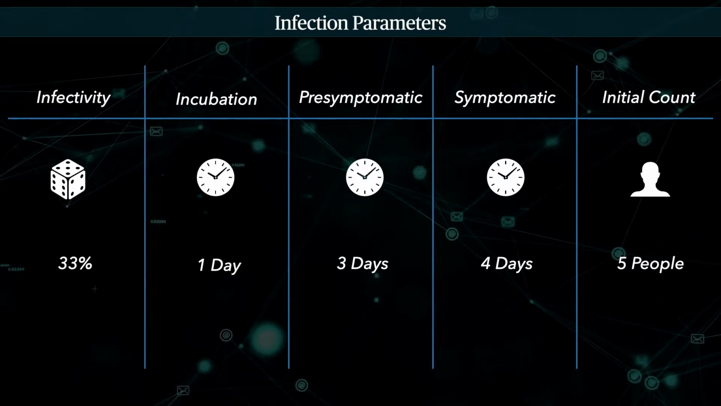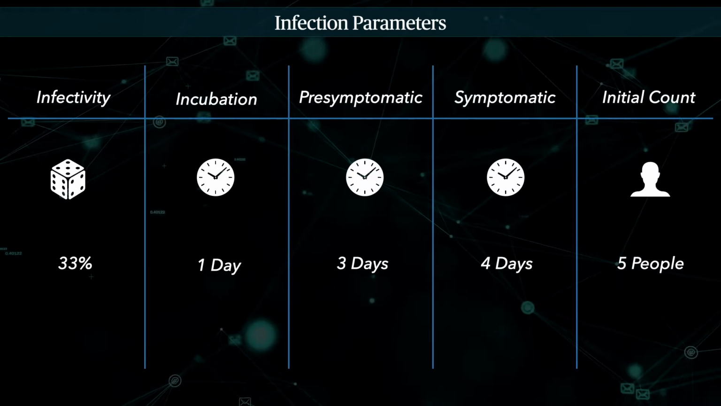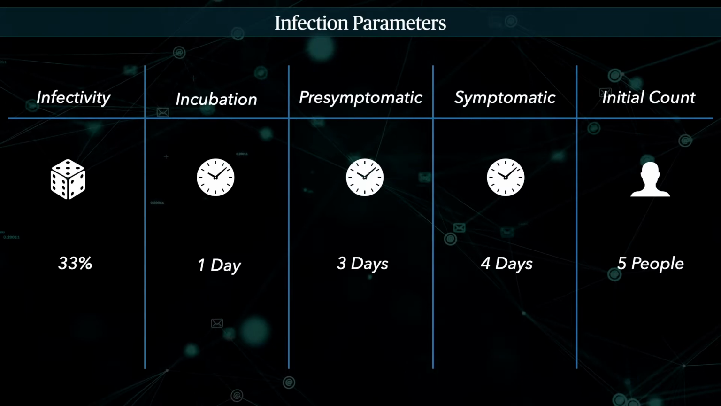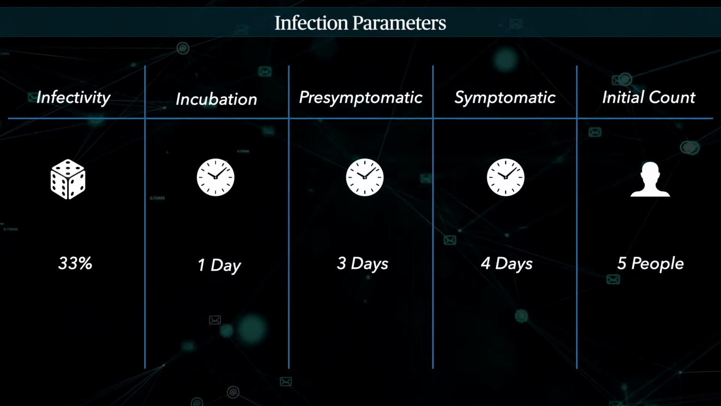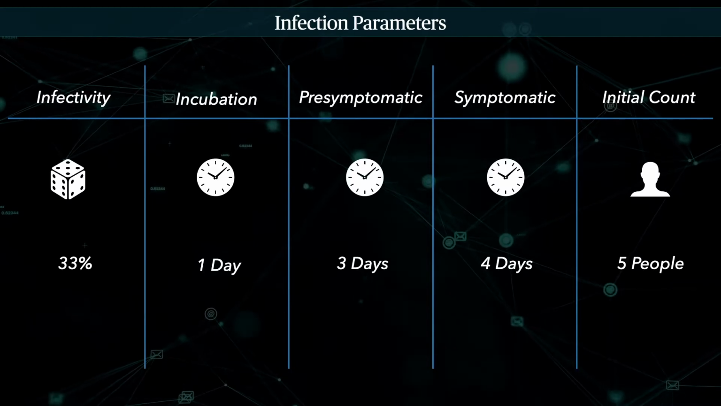A person in the incubating, pre-symptomatic, and recovered stages will act as normal. However, once at least one person in a family shows symptoms, the entire family immediately quarantines until all family members are recovered. Thus, 100% of interfamily spread will be from pre-symptomatic individuals only.